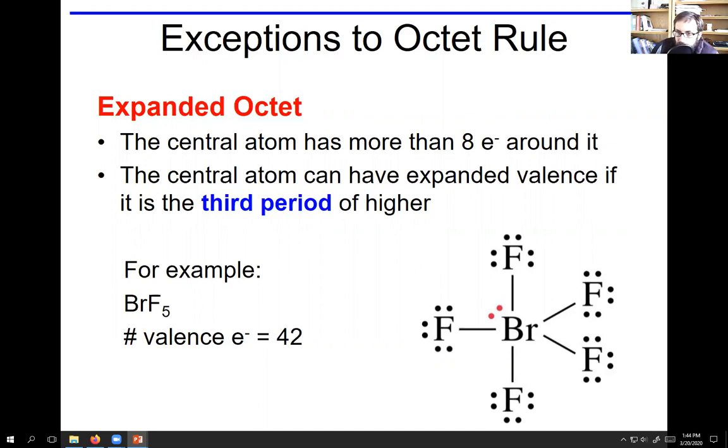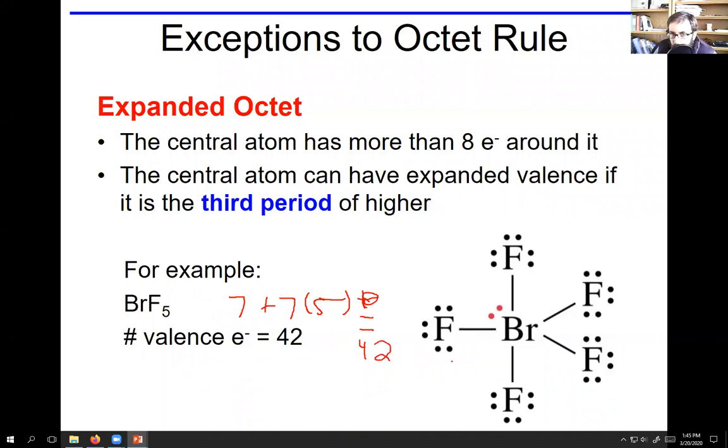We have bromine, and bromine has 7 valence electrons. So let's write this out. Bromine has 7 valence electrons, and then we have fluorine, which also has 7 valence electrons. It's a halogen, but there's 5 of them. So 7 plus 7 times 5, well, that equals 7 times 6, which equals 42.